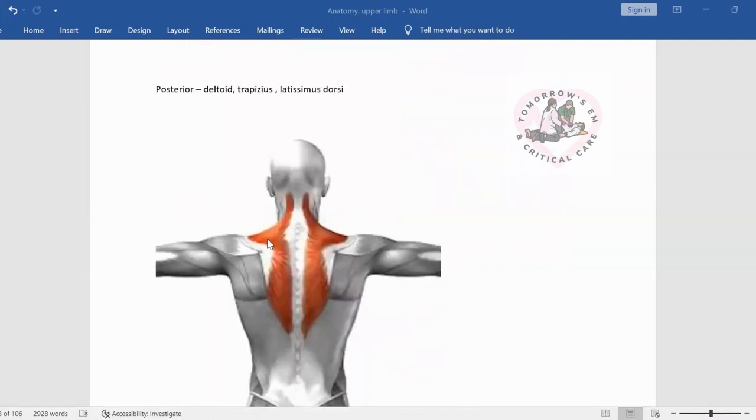Now we are going to discuss the posterior muscles, that is trapezius. You see here this long origin. It comes from the base of the skull and cervical 1 up to thoracic 12 spinous process. These are the origin. Inserted?